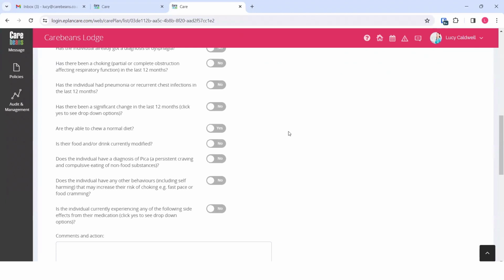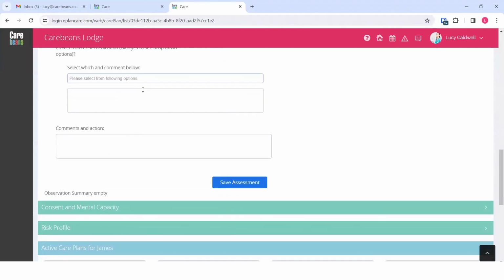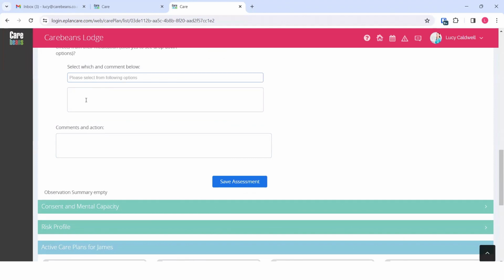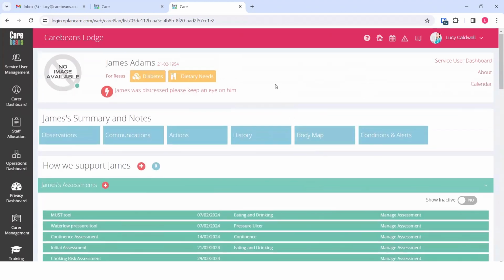There are lots of questions pertaining to choking or the potential of choking. And then medication-wise, they might be getting side effects that could risk choking. So if they are on any medications, you can see what side effects there may be which could become a choking risk. You could put anything else in that evidence box as well, and any comments and actions to be taken. So that's the choking risk assessment.